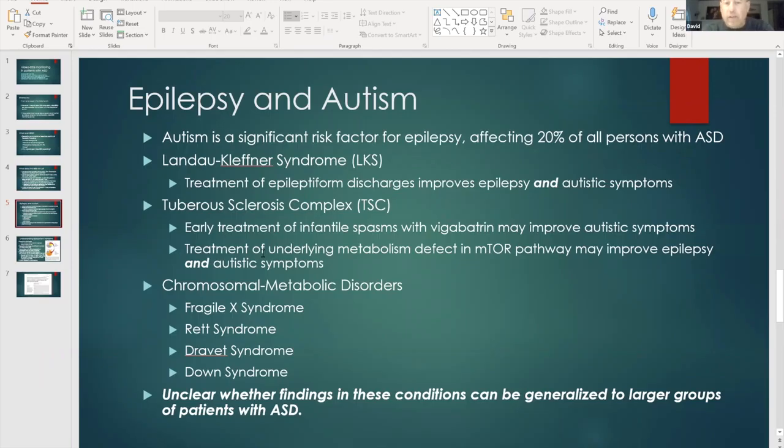One of them is Landau-Kleffner syndrome. Another one is continuous spike wave of slow wave sleep, often abbreviated as CSWS. In these conditions, we know that treatment of the epileptiform activity not only improves the seizure control, but also improves autistic symptoms. Similar findings have been published in tuberous sclerosis complex, in which early treatment of infantile spasms with vigabatrin, a very potent anti-seizure medication, may improve the autistic symptoms.